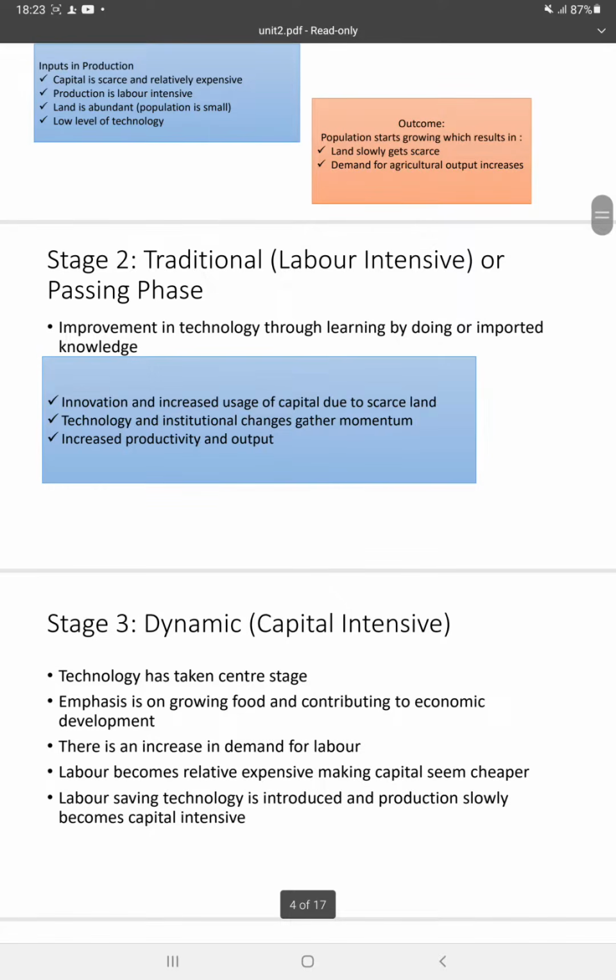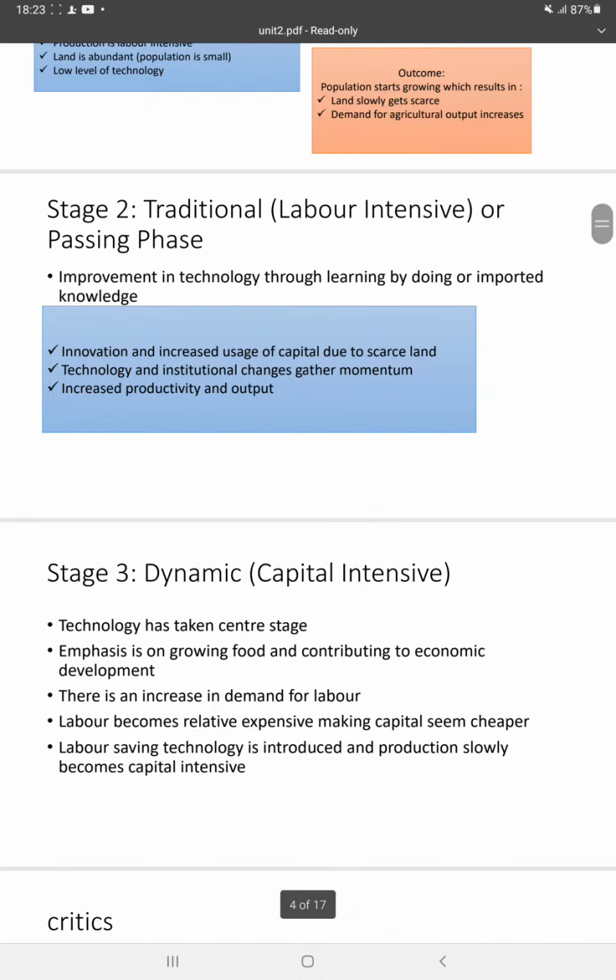The second stage, labor intensive. There was now improvement in technology through learning by doing and imported knowledge. So knowledge was basically imported, and people started learning by doing. The following are the things that you notice under here. Number one, innovation and increased usage of capital due to scarcity of land was experienced during the labor intensive stage.